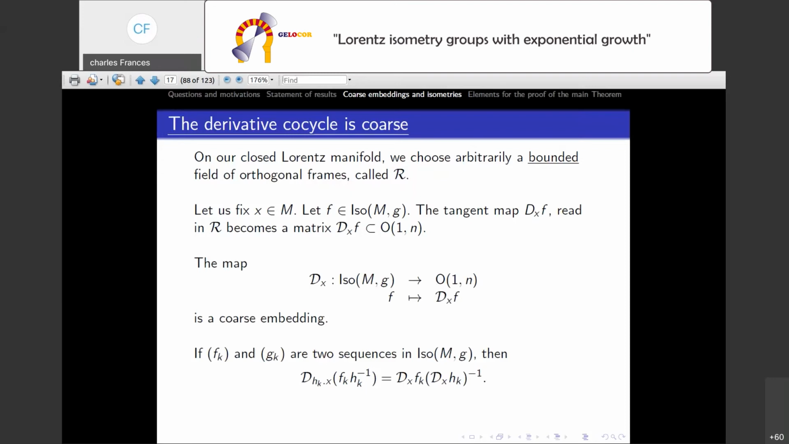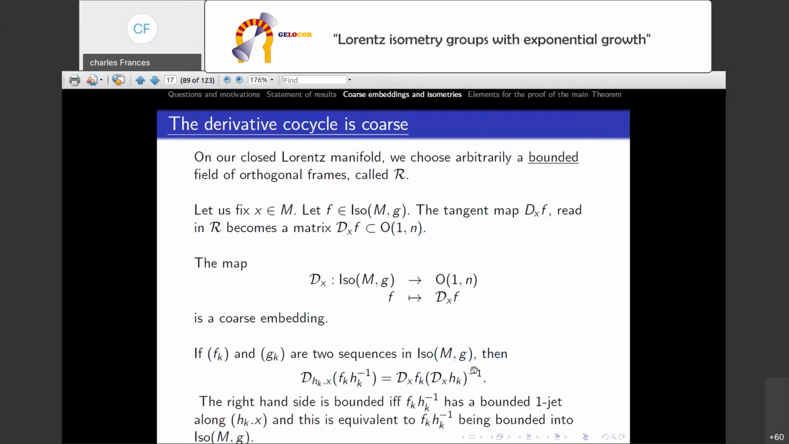Then by the chain rule, basically, you have that the derivative at hx of fk hk minus 1 is the derivative at x of fk composed with the inverse of the derivative of hk at x. And you observe that the right-hand side is bounded if and only if, of course, the left-hand side is bounded. And the left-hand side being bounded means that fk hk minus 1 has a bounded one jet along the sequence hkx.